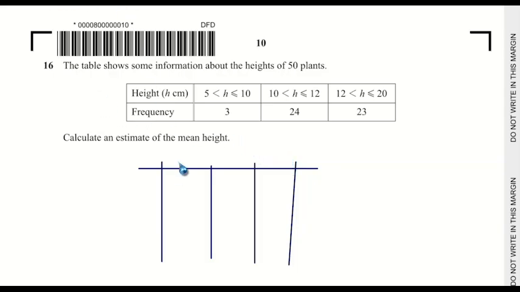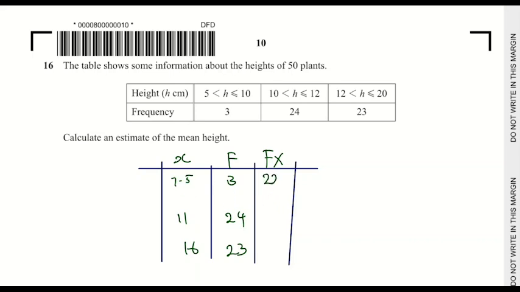So we need to get the value x, which is the average of the height. So 5 plus 10, 15, 15 divided by 2, that is 7.5. That's the first one. Then 10 plus 12, 22, 22 divided by 2, that is 11. And 12 add 20, that will be 32. 32 divided by 2, that will be 16. Now let's put the frequencies, F for the frequencies: 3, 24, and 23. Now the product of the averages and the frequencies will be 7.5 times 3.